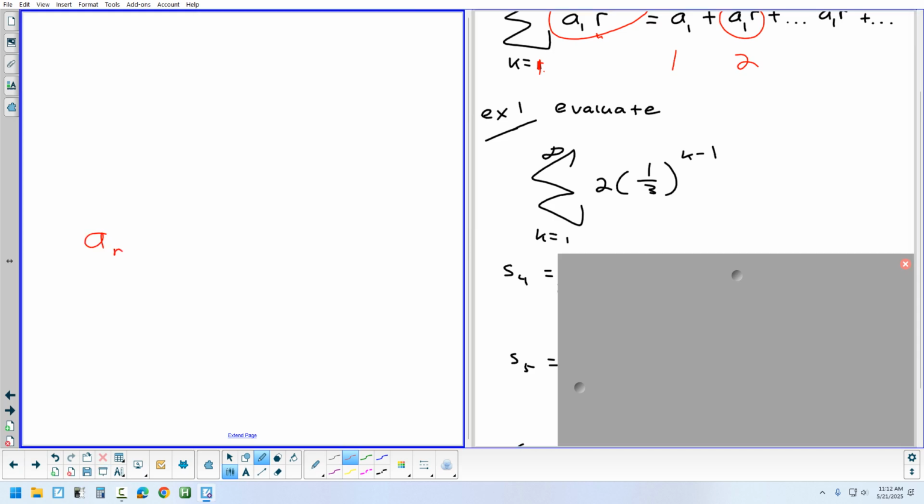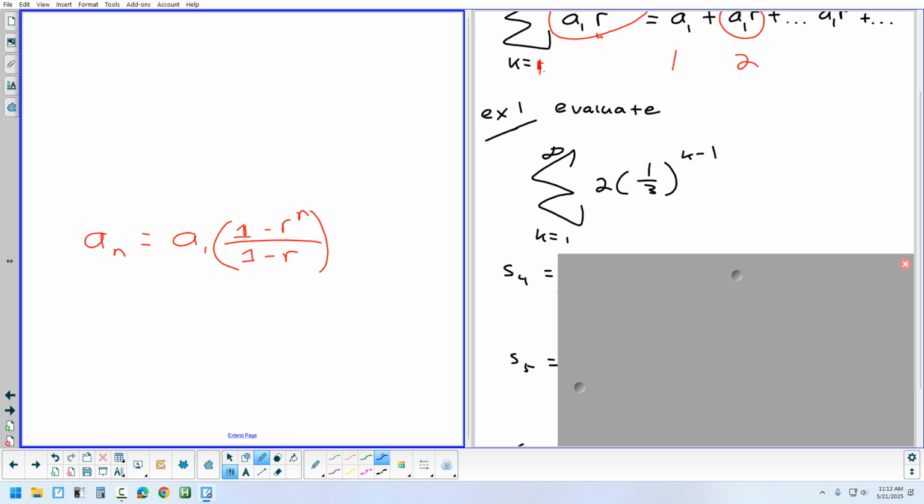Okay, so can somebody remind me from yesterday, what was the last formula we did, for the sum of a finite geometric series? Yep. A sub 1 times 1 minus r to the n, and then over 1 minus r. So let's do that for this sequence, and let's do the first 4.